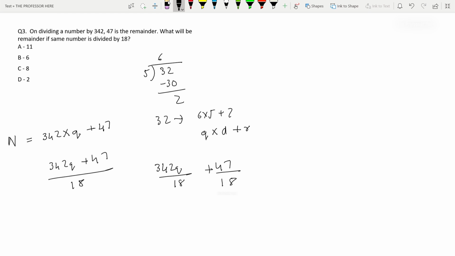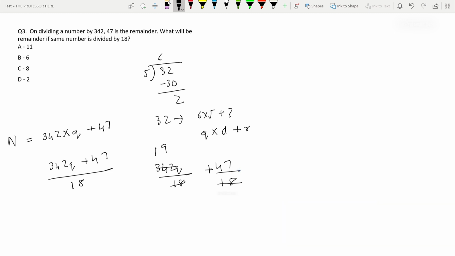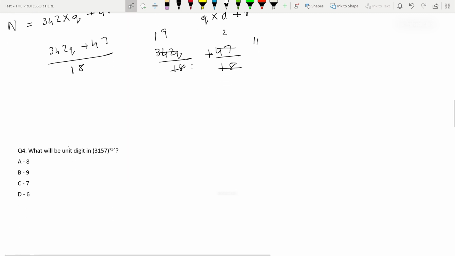So here if we divide 342 by 18, 18 twos are 36, 18 nines are 162, we get 19q, there is no remainder here. So whatever remainder we get in the final answer will be formed from the other half of the equation. Here 47 divided by 18, 18 twos are 36, so we get the remainder of 11. So here the remainder is 0, here the remainder is 11. So option A is the answer here. Now we move on to question number 4.